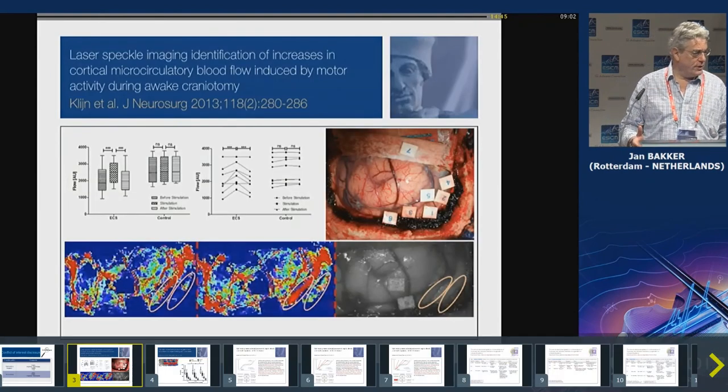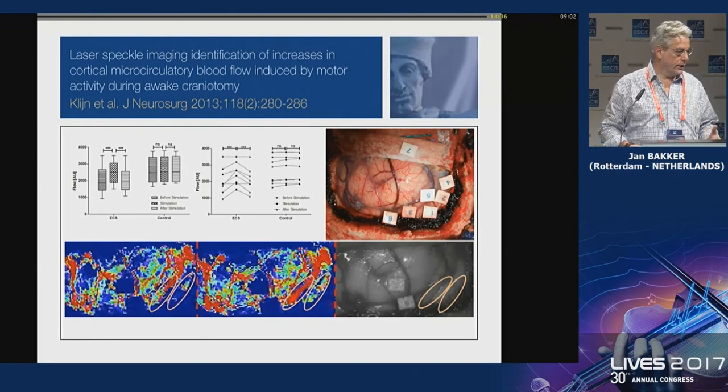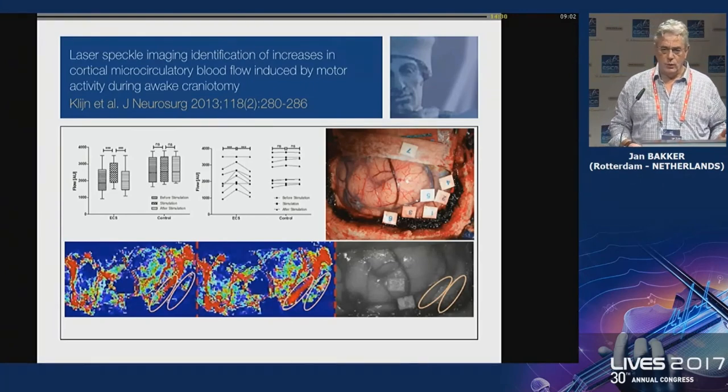I think it's first important to realize that under normal circumstances, your microcirculation is controlled by local factors, not by your cardiac output and not by your mean arterial pressure. We manipulate the microcirculation with local factors.